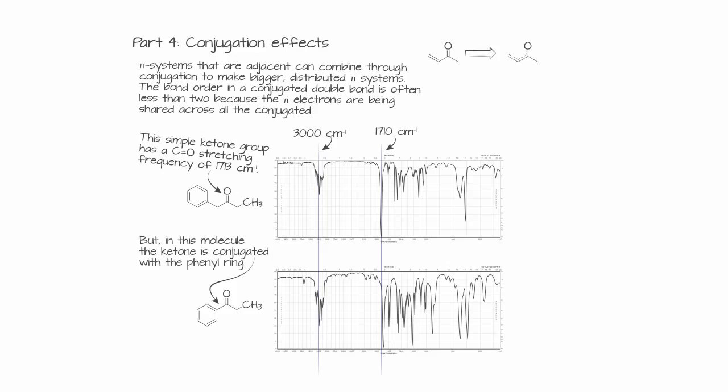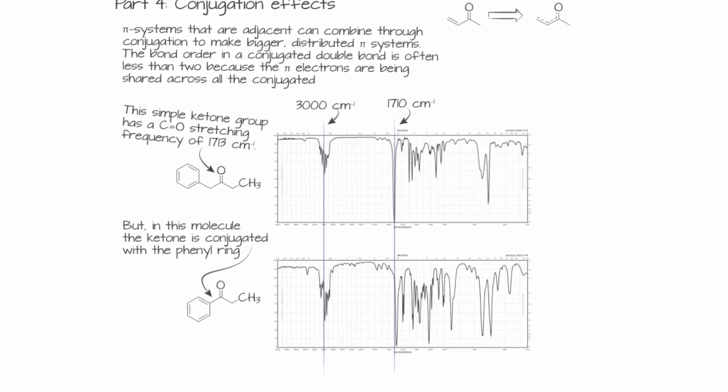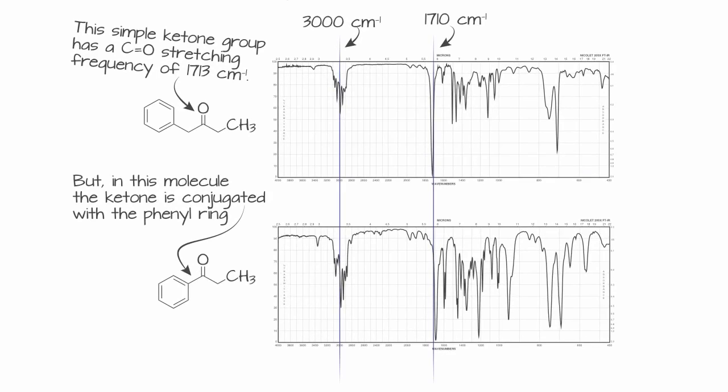Now, if I take that carbon out that's between the phenyl ring and the carbonyl so that they're conjugated, look, observe that the peak now is lower in frequency. We went from just above 1710, which had 1713, to just below it. That carbonyl group now has a lower force constant because it is conjugated to a distributed pi system.